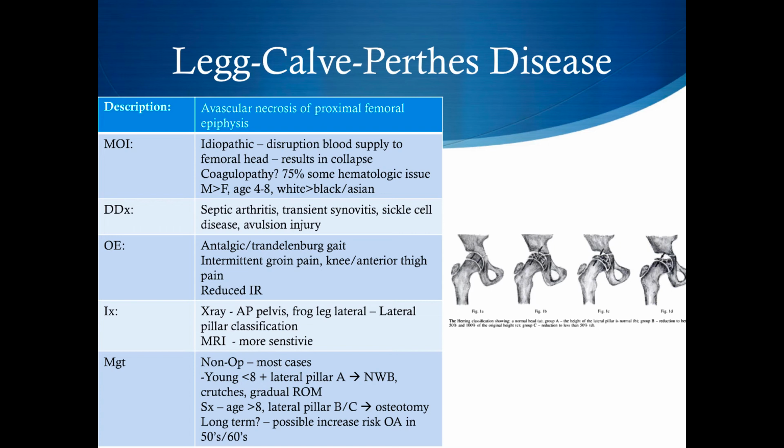In terms of the management, most cases can be managed non-operatively. So it's a young individual, less than 8, with a lateral pillar A Legg-Calve-Perthes, or collapse of the femoral head. These individuals can be managed with a non-weight-bearing on crutches program with progressive gradual return to function and a progressive range of motion therapy program. Now, the goal here is to keep the femoral head within the acetabulum to allow that reossification to occur. However, if it's a lateral pillar classification of B or C, these individuals often do not do nearly as well, and a surgery involving an osteotomy is often recommended.